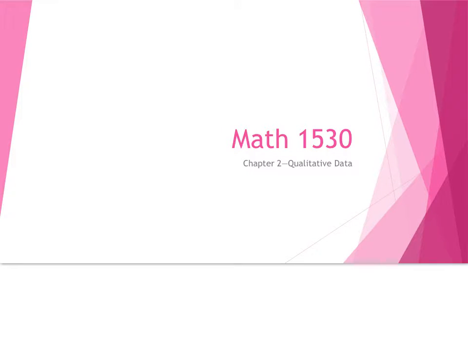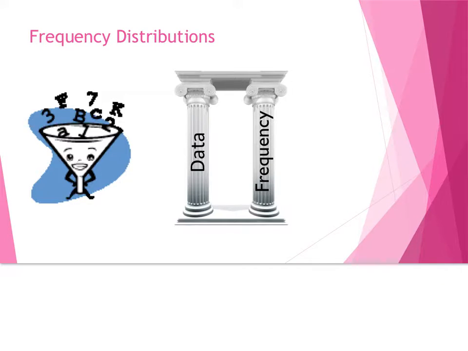First part of Chapter 2, we're going to talk about what you do once you've collected qualitative data. You have a whole bunch of data. When you first collect data, it's essentially just a mess. So you have to look it over and organize it.